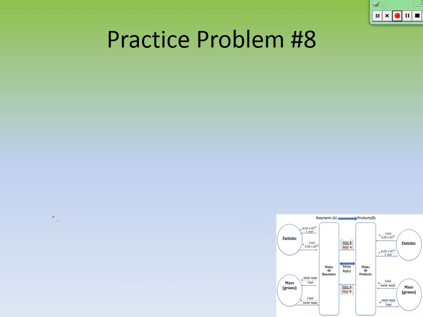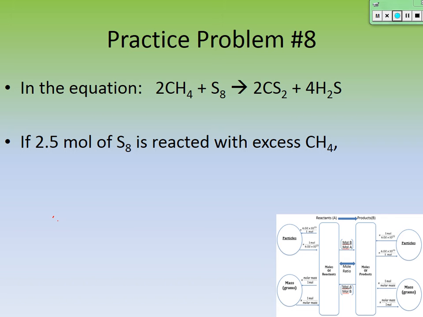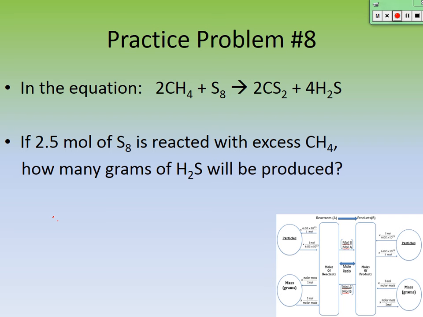Okay, let's go to practice problem number 8. Okay, this one's a different reaction. It says if 2.5 moles of S8 is reacted with excess CH4, how many grams of H2S will be produced? Okay, you guys tell me what to do on this problem. Where do I start? Start with moles of reagent. Is it balanced? Yes. Is this a balanced chemical equation? Yes, it is. So now what do I do?